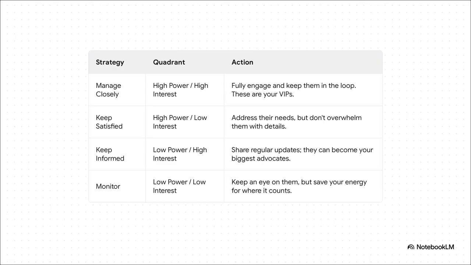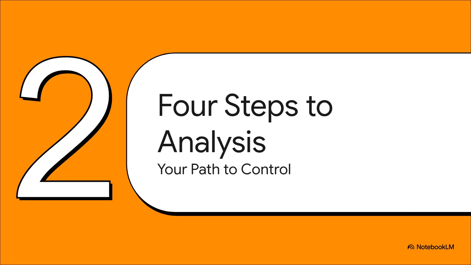Got someone with high power and high interest? Those are your key players. You manage them closely. High power but low interest? Your job is to keep them satisfied, but don't bury them in details. Low power, high interest? Keep them informed. These people can become your biggest champions. And finally, low power, low interest? You just monitor them and focus your energy where it really counts. So the grid gives us the what, the strategy.